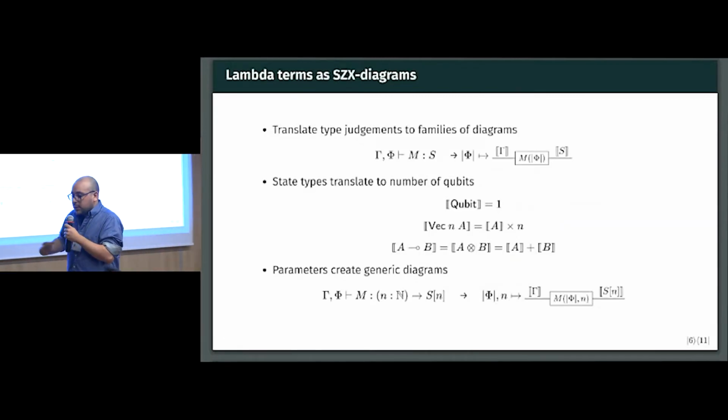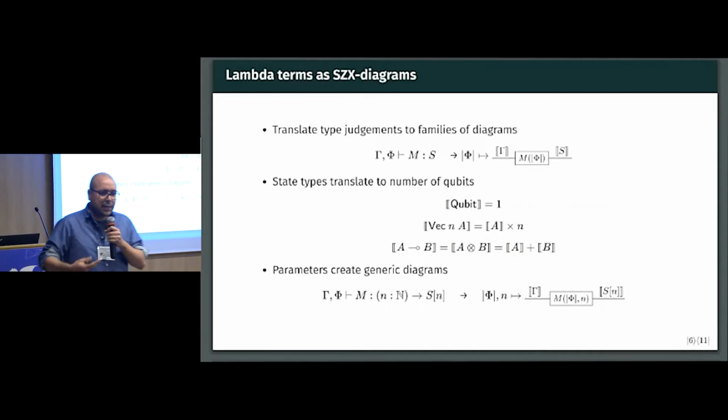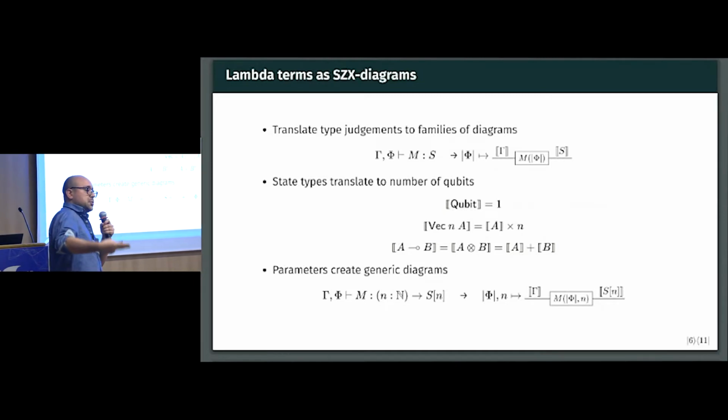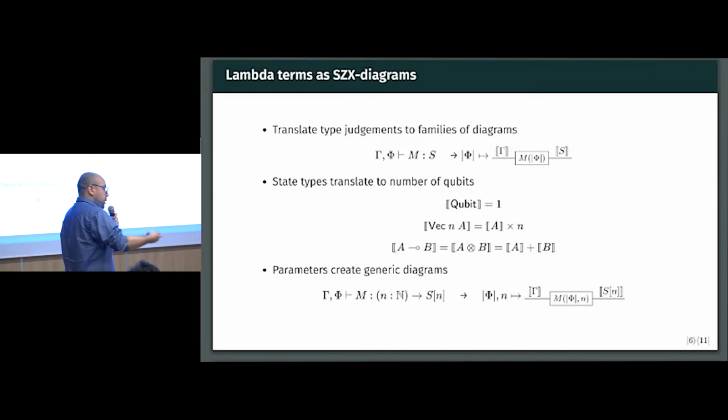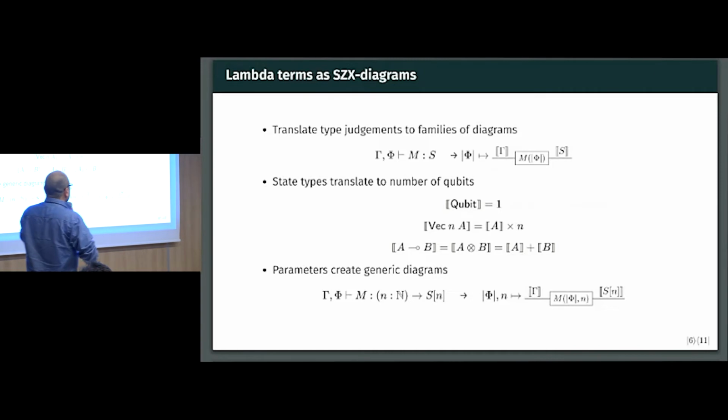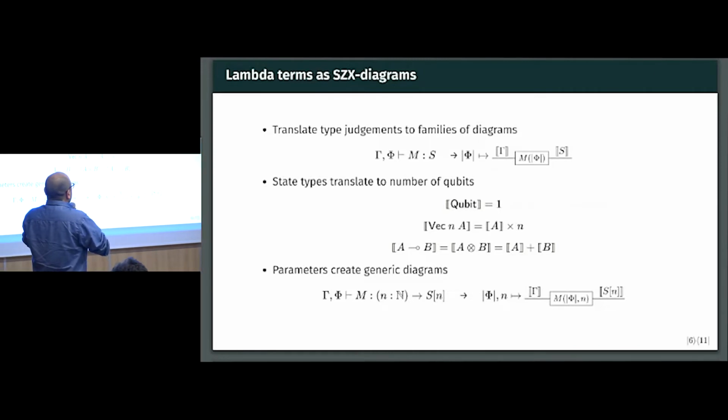So how do we define the translation? The translation is defined over type judgments. So if we have a type judgment of this shape, it means that this phi, our parameter context, will give us a family of ZX diagrams which go from the interpretation of the state context into the interpretation of the type.